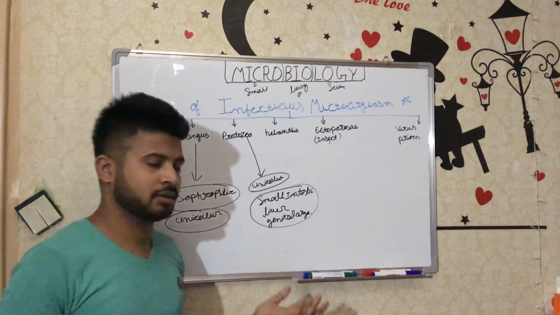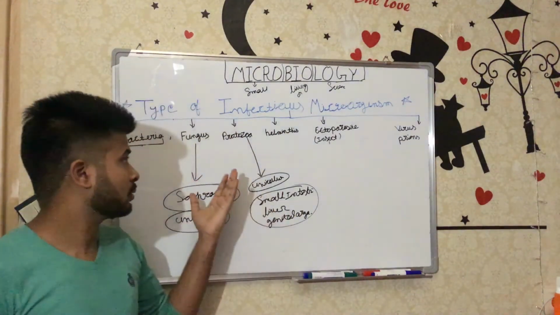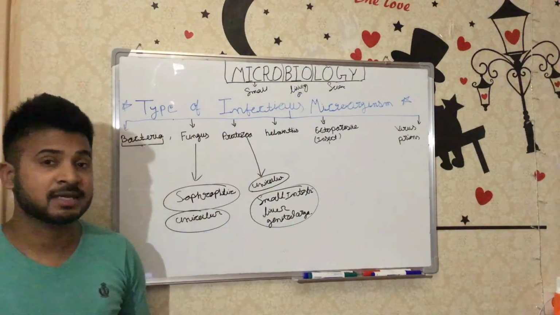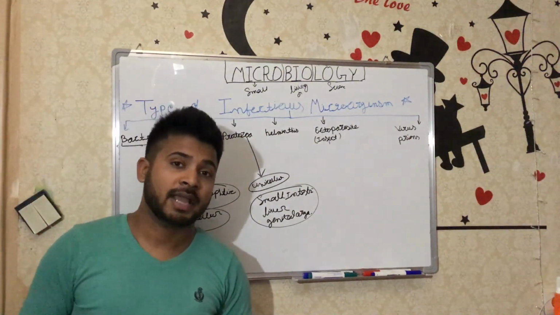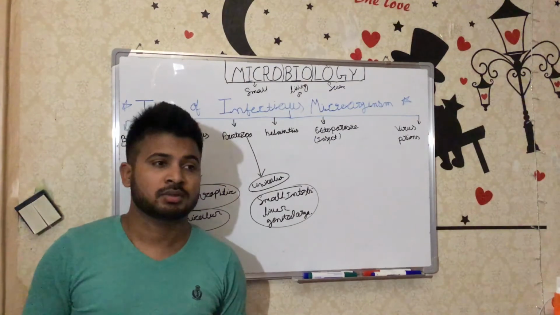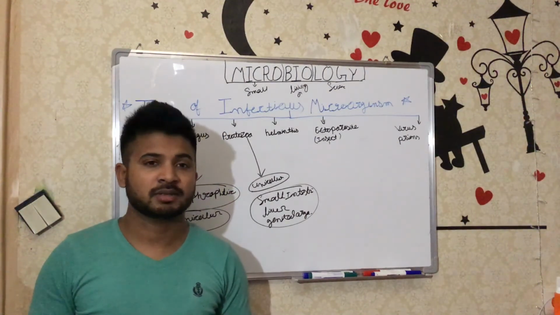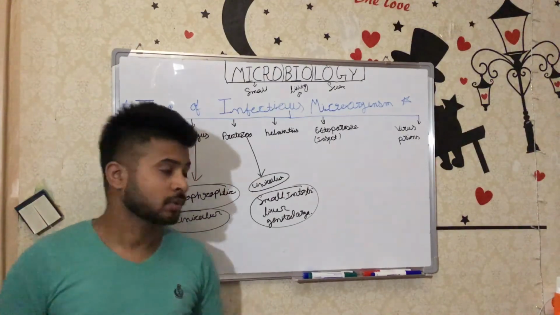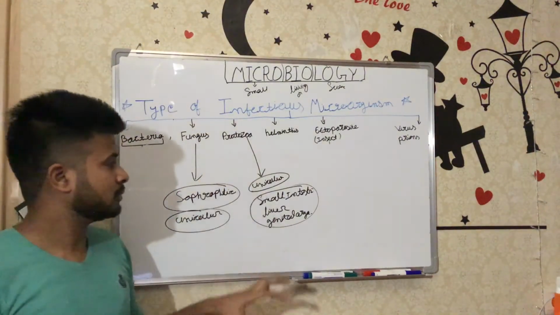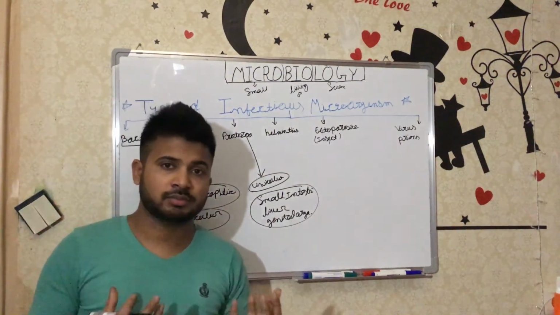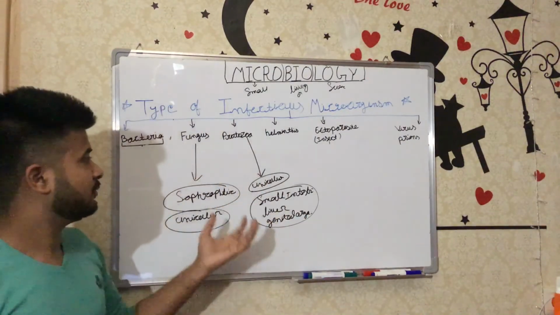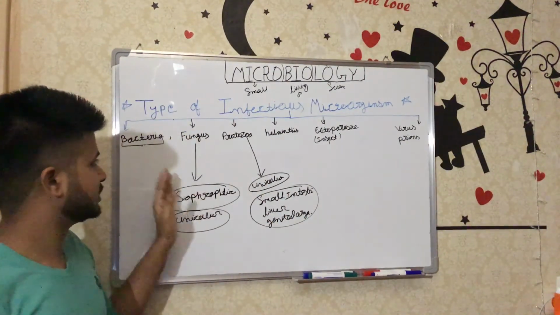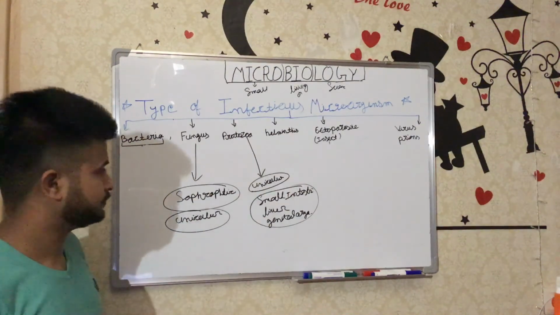Some, like a very famous protozoa, Entamoeba histolytica, can lead to amoebiasis, and some other protozoa can lead to diarrhea, some other protozoa can lead to other genital problems. We will discuss that later. I am just discussing the introduction of the protozoa. We will discuss protozoa, fungus, bacteria, and every microorganism separately.